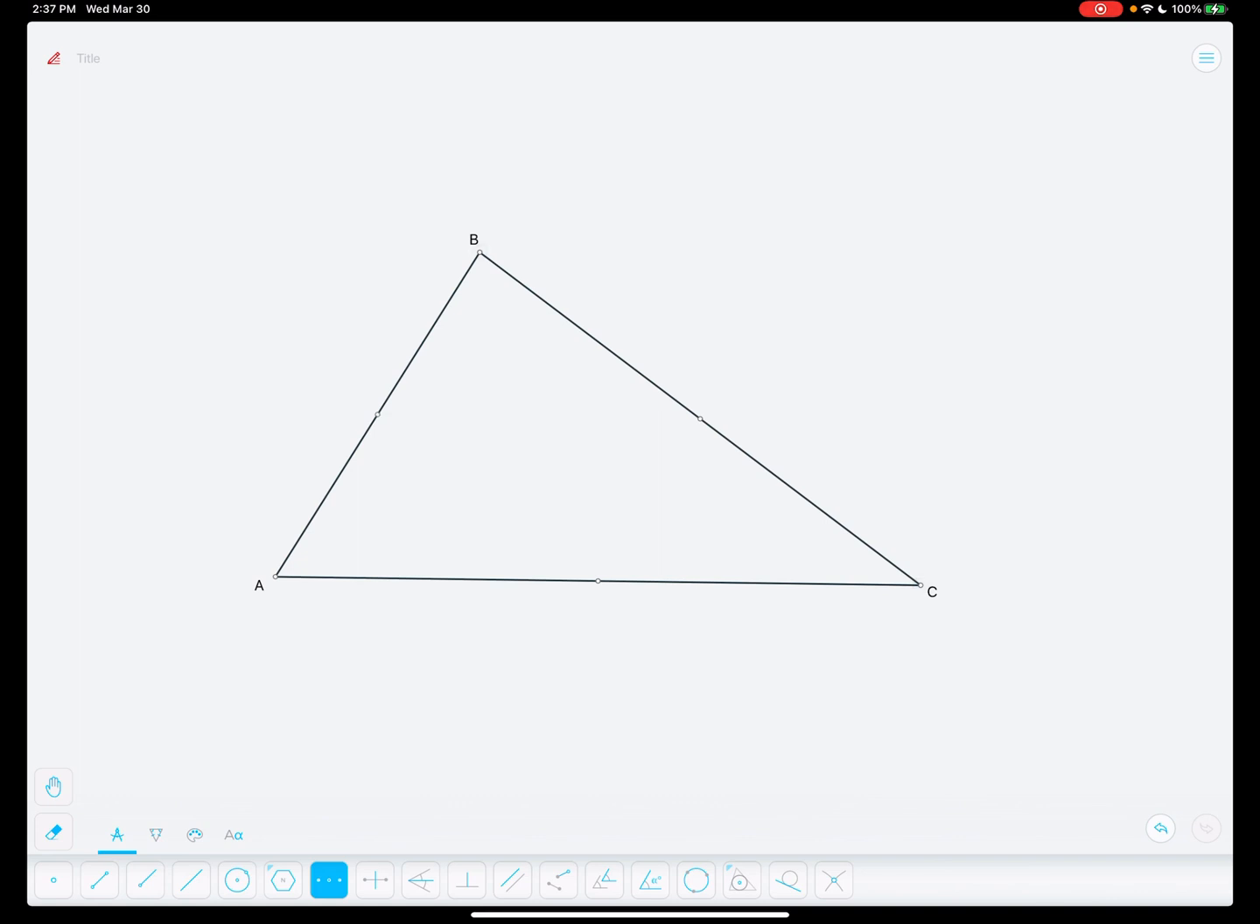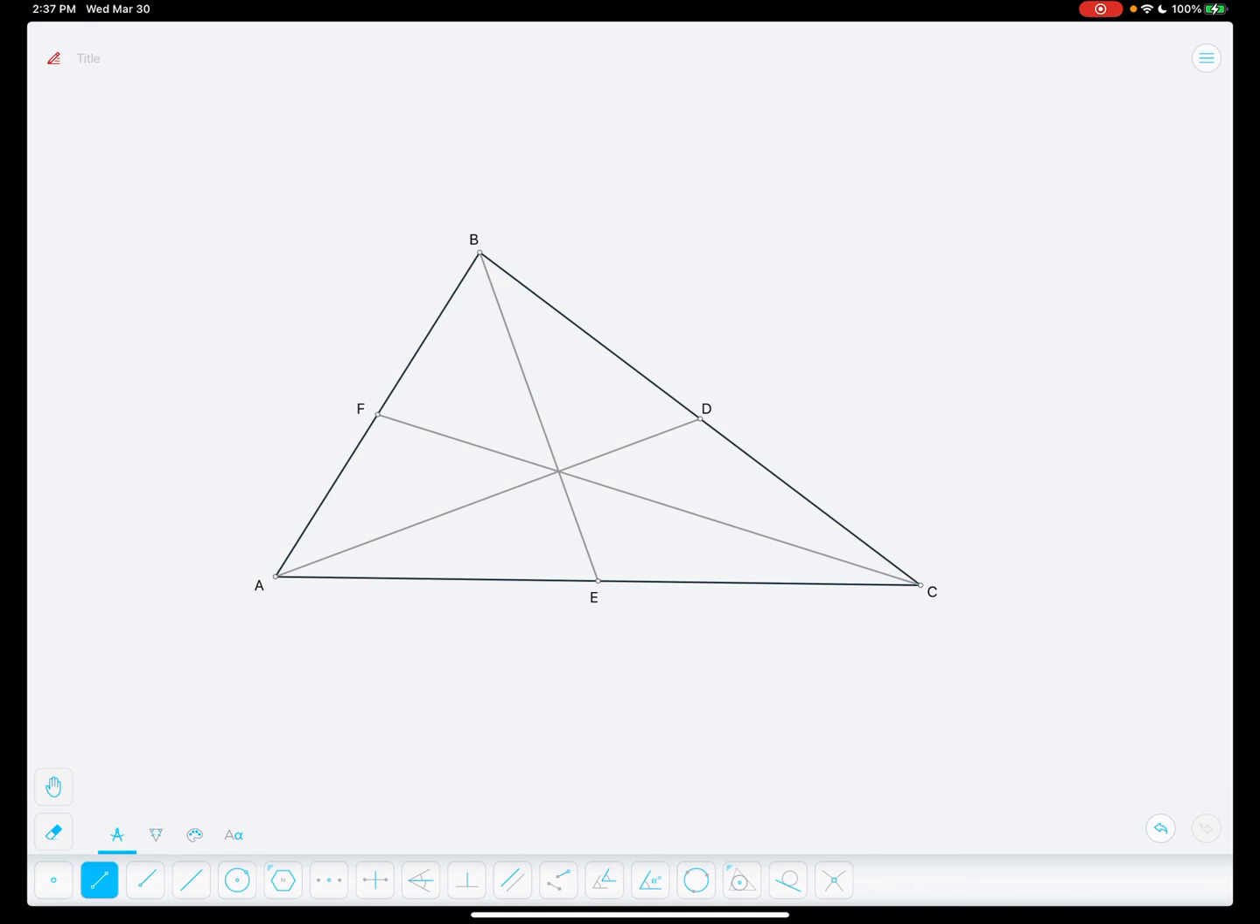and AB, I can create D, E, and F. So what I'm going to do is connect my vertices to my midpoints that are opposite. So A gets connected to D, E gets connected to B, and F gets connected to C.